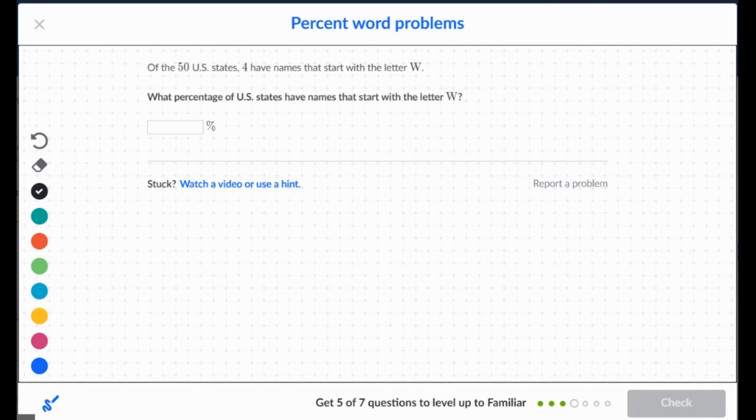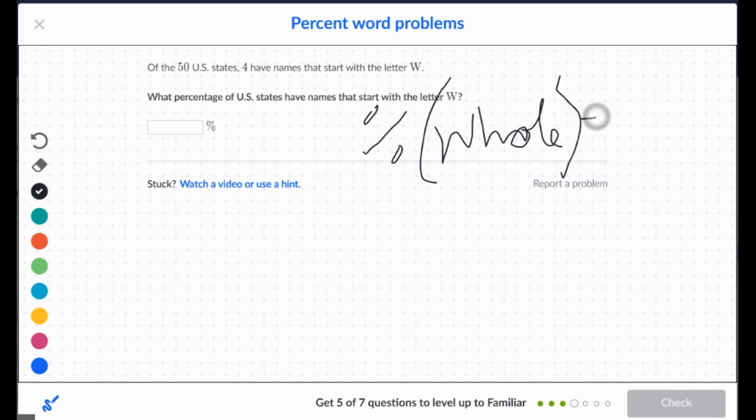The last problem I'm going to do, it says, of the 50 U.S. states, 4 have names that start with the letter W. What percentage start with W? So again, I have my percent times my whole is going to be equal to my part.